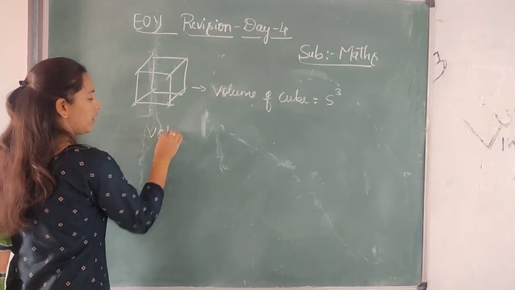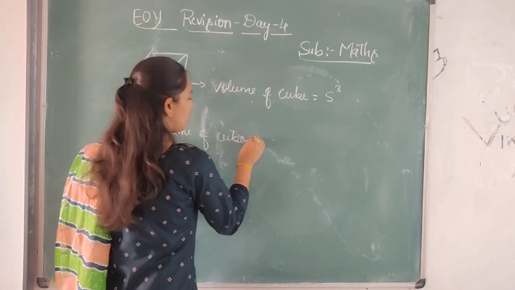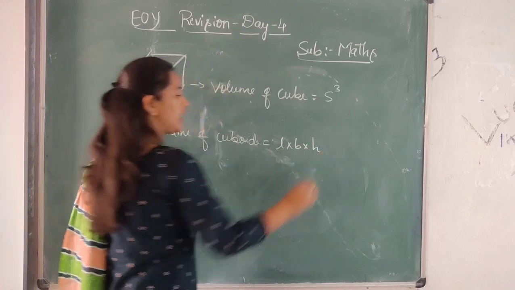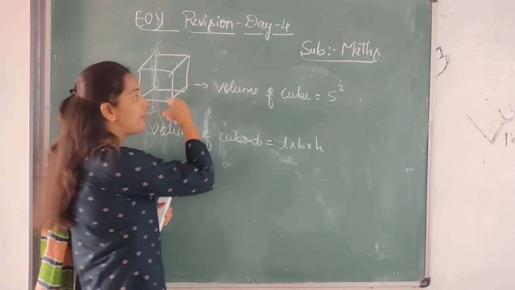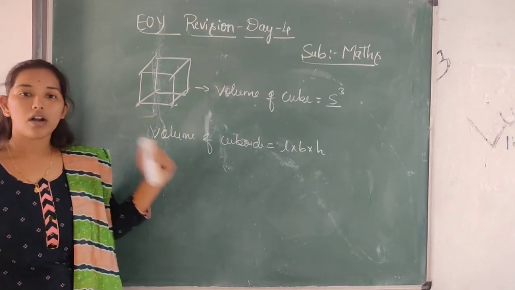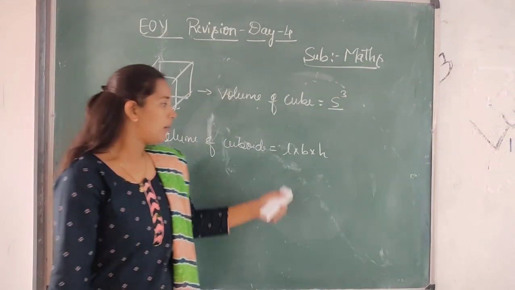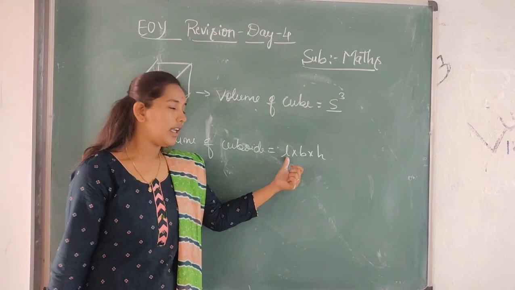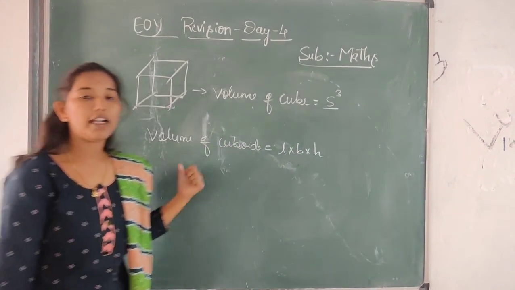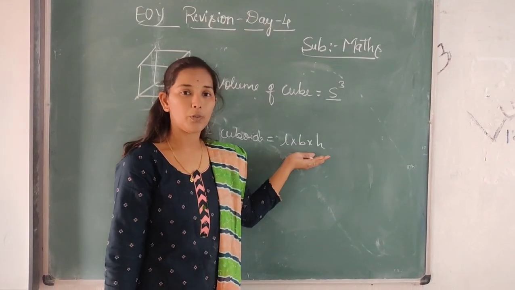Then the volume of a cuboid is equal to length into breadth into height. Why? Because in the cube all sides are equal, so length, breadth and height are all equal to the side. That's why we take S cube here. But in the cuboid it is not like that. The length is different, the breadth is different and the height is also different. So to find the volume of the cuboid we multiply length into breadth into height.